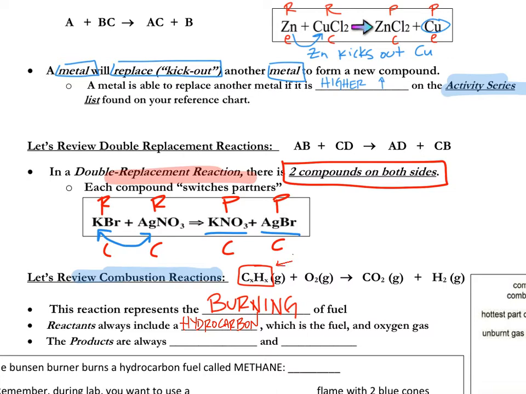So this right here is my hydrocarbon, and here's my oxygen gas. The products of a combustion reaction will always be carbon dioxide and water. Now you might be thinking, well, I've never been able to see water form when I burn something. Well, you're not forming a liquid because this is fire and fire is hot. That water forms as vapor, as a gas, so you don't really see it necessarily.